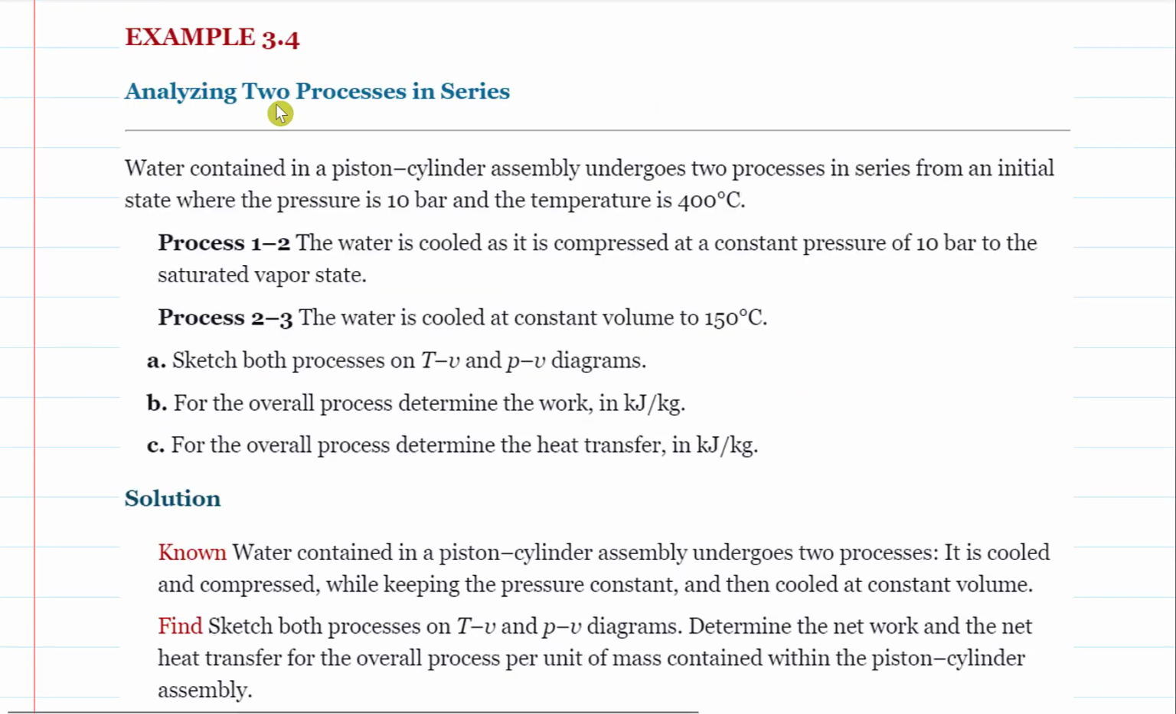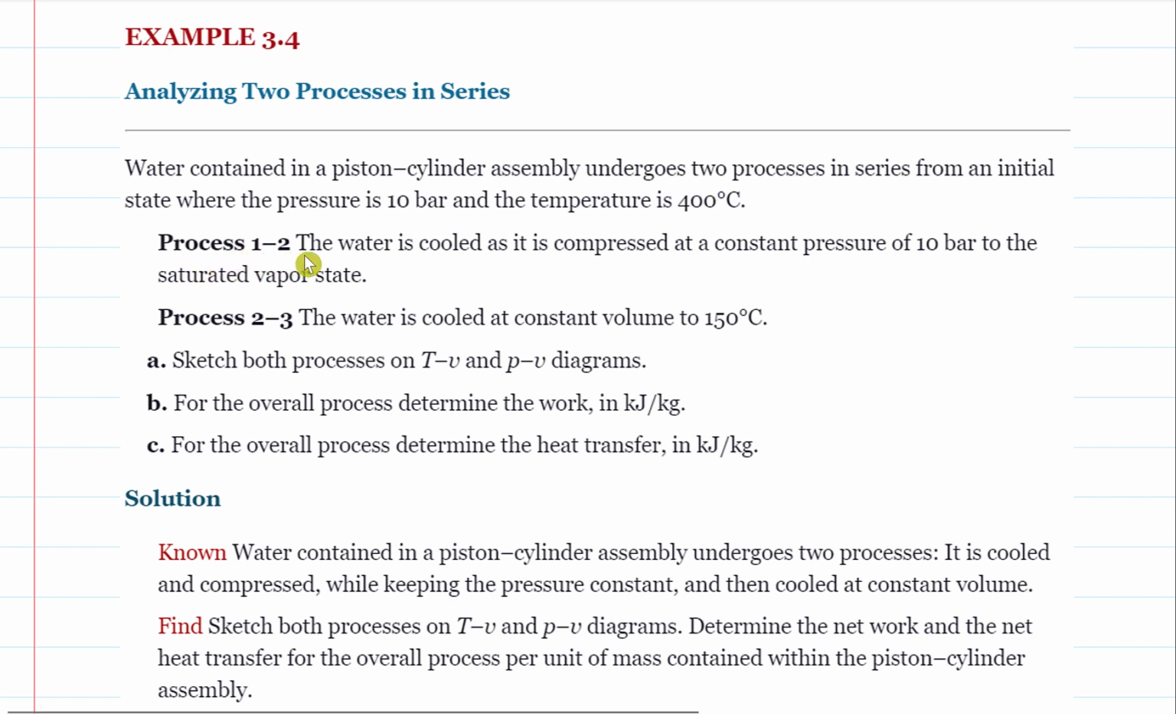Example 3.4. Water contained in a piston cylinder assembly undergoes two processes in series from an initial state where the pressure is 10 bar and the temperature is 400 degrees Celsius. The system is a piston cylinder assembly, so typically in the piston cylinder device, the volume of a system may be expanded or compressed during a process, so it involves the moving boundary work.